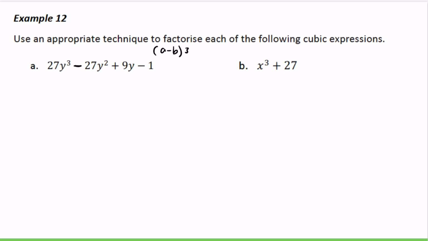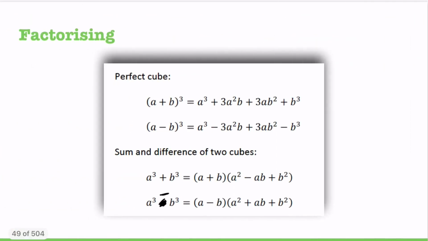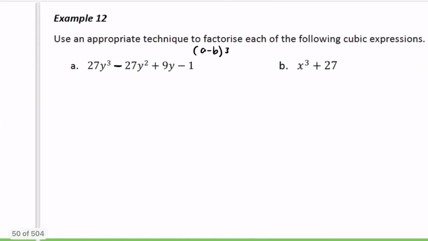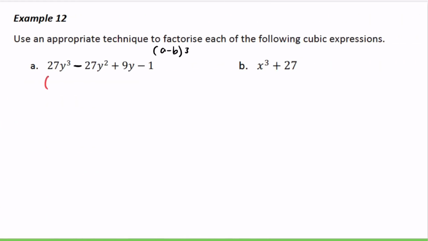So the first thing I want to be able to see is whether the first term and the last term do work with our terms. So we've got a cubed and b cubed, whether it's the positive or the negative. So if this were to be a cubed, then I can rewrite this as 3y all cubed, and then if this were to be b cubed, then I can write that as 1 all cubed.